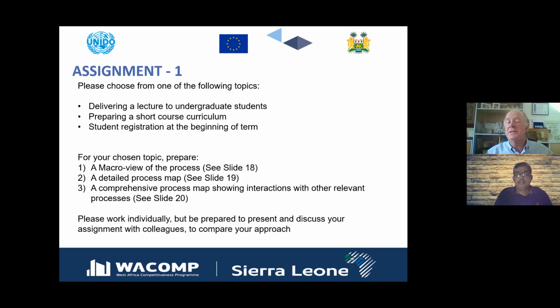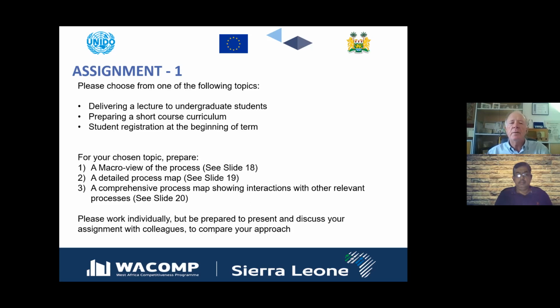It may be on quality management, it may be on Lean Six Sigma, it may be on anything that you choose, and the process for registering new students at the beginning of term. So we'd like you to choose one of those topics, and for your chosen topic, prepare a macro view of the process, like we did in slide 18 of this slide pack.